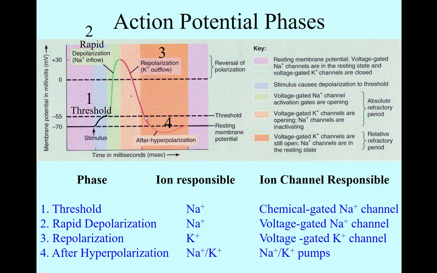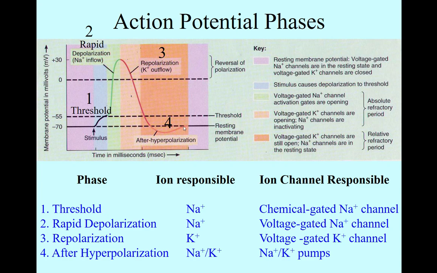The only way we can do that is to dump some of these positives out. One way we do that is up here, where we open up voltage-gated potassium channels. This voltage up here is somewhere around +30. The potassium channels open, and potassium leaves the cell according to the electrochemical gradient, causing this repolarization back down to the resting membrane potential. It actually overshoots it a bit.